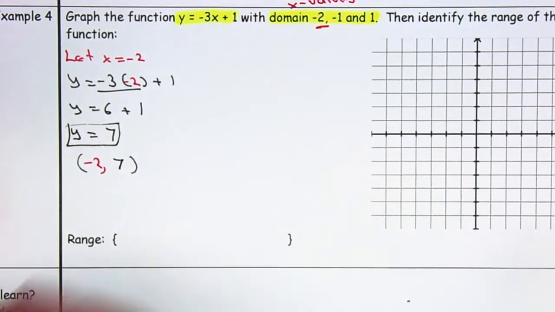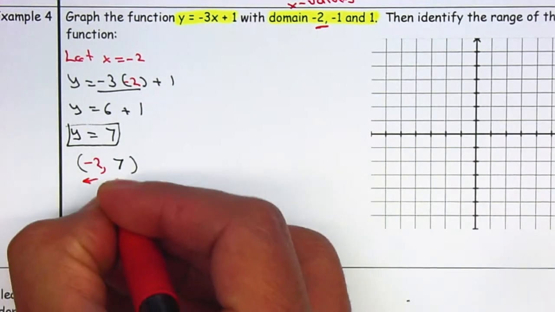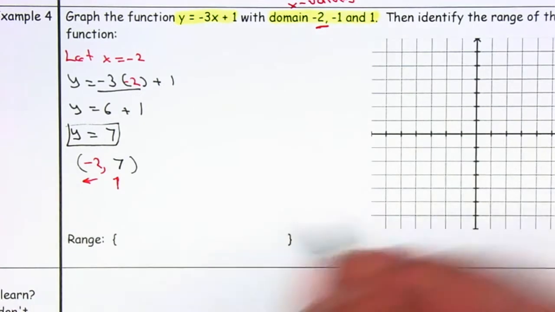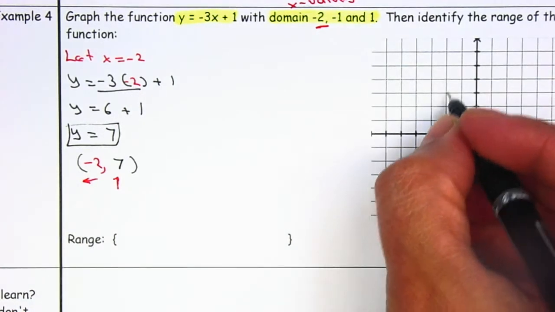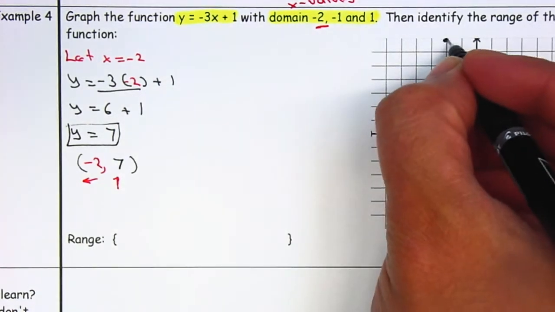So I'm going to go to the left 2 and up 7. Let me see if I have enough space. To the left 2 and 2, 4, 6, 7, barely.